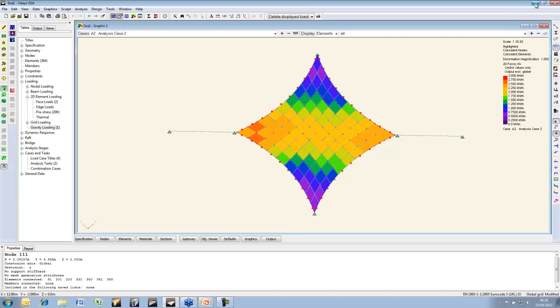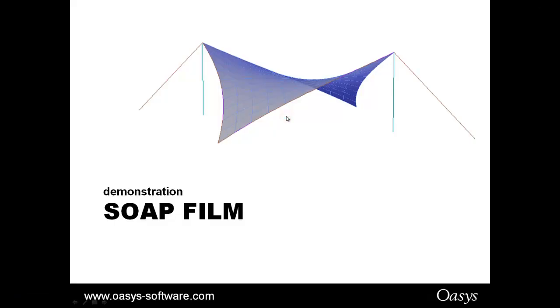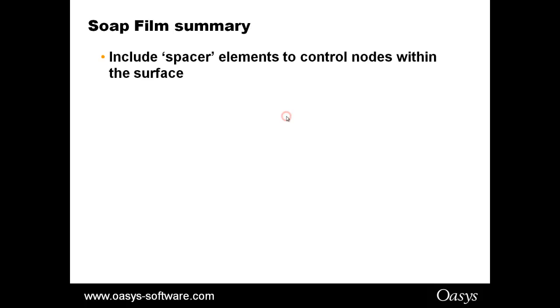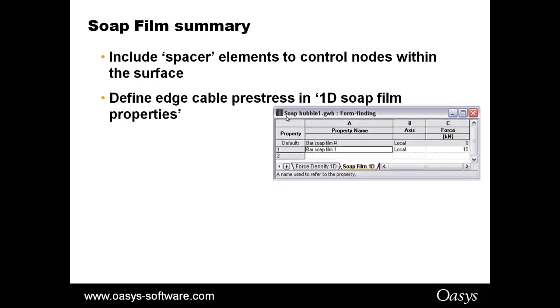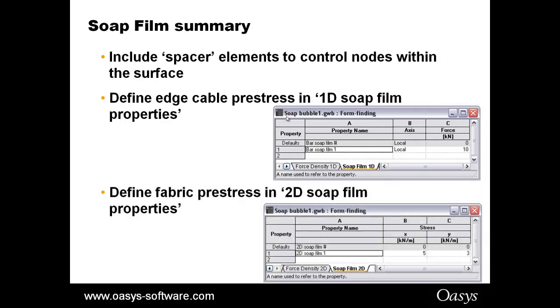Right, let's move swiftly on. Soap film summary. You've got to include spacers to control the structure. You've got to define the pre-stresses, so the cable pre-stresses. If they're cables, if they're solid, you just pin them in a location. And the 2D element pre-stresses, and note you can define different pre-stresses in the warp and weft direction for soap film.